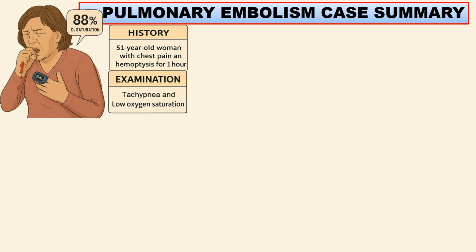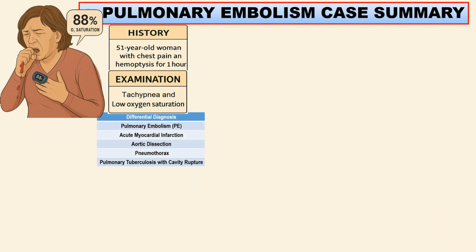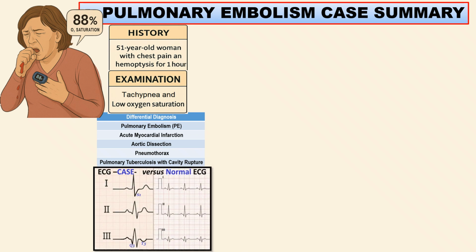On examination, the patient was found in distress, obviously tachypneic, with an oxygen saturation of 88%. Now, the first turning point comes with the differential diagnosis at this stage of 1 to 5 points, while the ECG that follows shows an abnormal pattern of prominent S wave in lead 1, prominent Q3 and inverted T3 waves in lead 3.